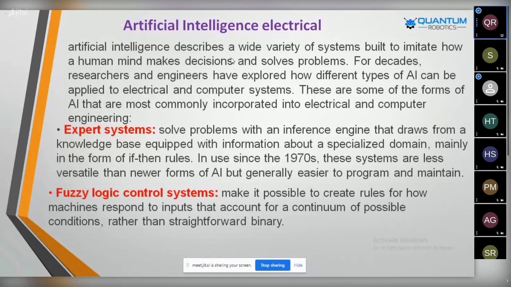That is called an expert system, mainly in the form of rules. It has particular rules to do this particular task in this type of variance and this type of rule, not in another rule. This has been in use since the 1970s. These systems are less sophisticated than newer forms of AI, but generally easier to program and maintain.